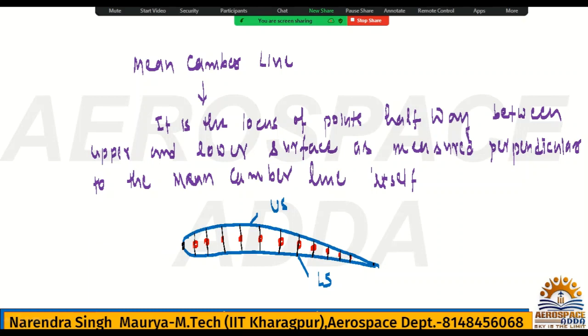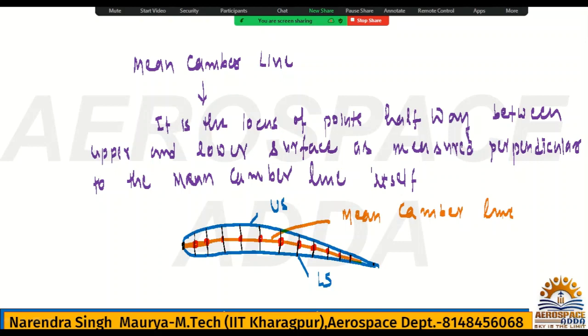If you draw one line, this is called the mean camber line. Hope you understood. This is called the mean camber line.